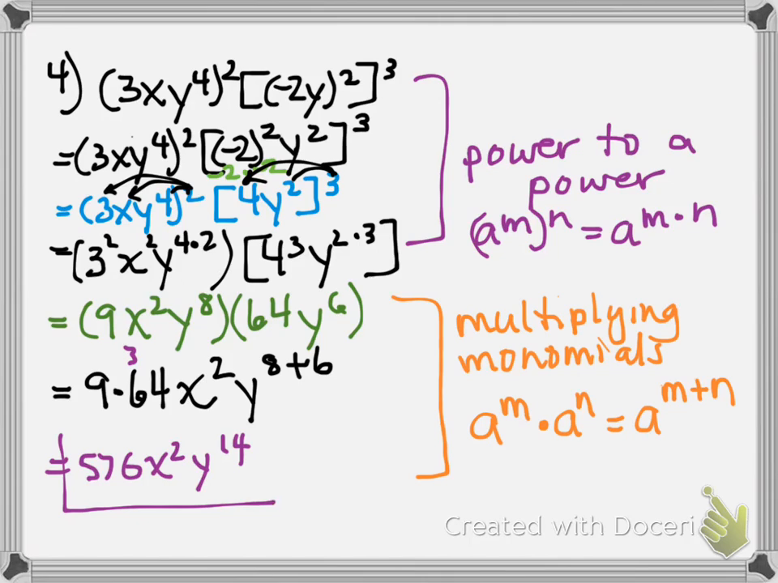And that would be your final answer. So in this problem, you have an original problem. You have a result of taking care of what's inside a grouping symbol. You have a result of raising each of the monomials to a power. You get your final answer. So the original black, the blue, the green, the purple are not optional.